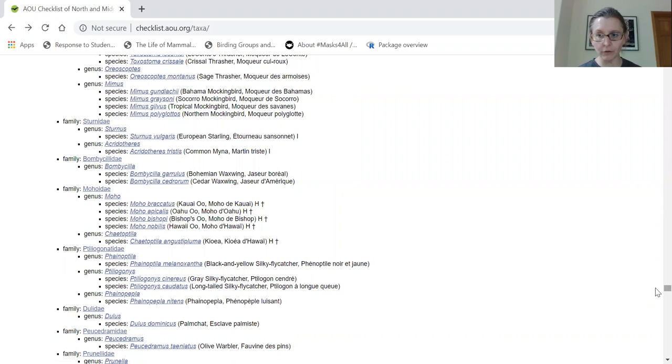Sturnidae is an Old World family of birds that have been introduced to North America, particularly the European starling, Sturnus vulgaris. They make a bunch of different kinds of sounds and can engage in some mimicry, but they're found in urban areas and even in some more farmland types of areas where they can sometimes usurp the nests of other cavity nesting birds. Bombycillidae, we find cedar waxwings. If you're lucky, every now and then people observe Bohemian waxwings, but the most common is cedar waxwing. And they have a wheezy whistling sound that's distinctive.